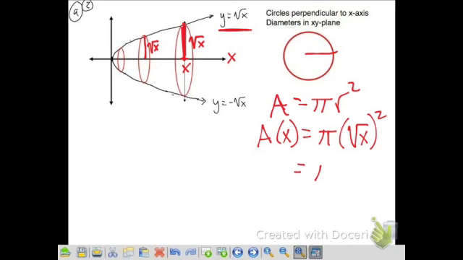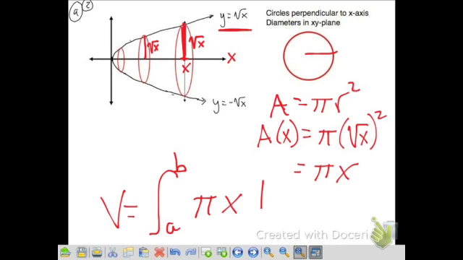or pi x. Writing that as the volume then, we don't know our limits of integration here, but whatever they are, a to b, we put our area in here in terms of x and dx, and then we could find the volume.